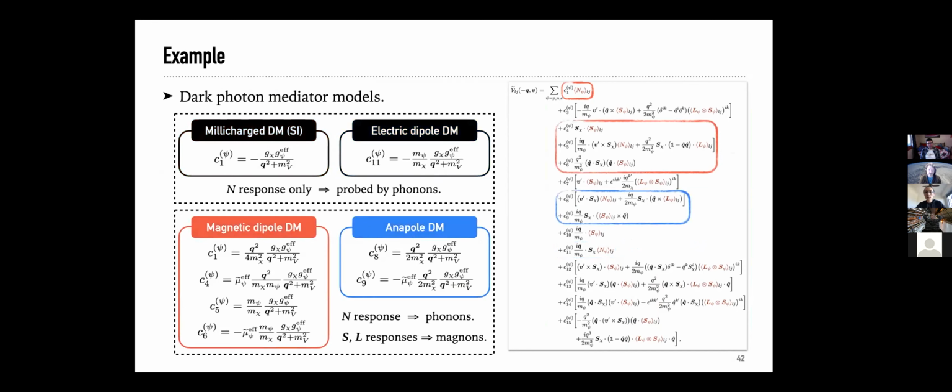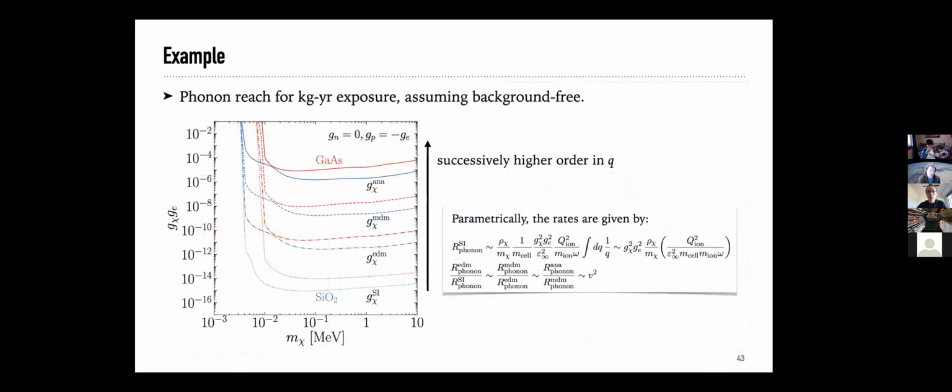For the other two models, we have worked out the operators, and again we circle the terms in this equation. We see that in addition to the coupling to n, we also have couplings to S and L. So these can excite magnons. And again, one of the models is higher order in the power counting than the other. If we go from the first two to the last two, there's a suppression by Q squared. So all this power counting is going into the reach plot.